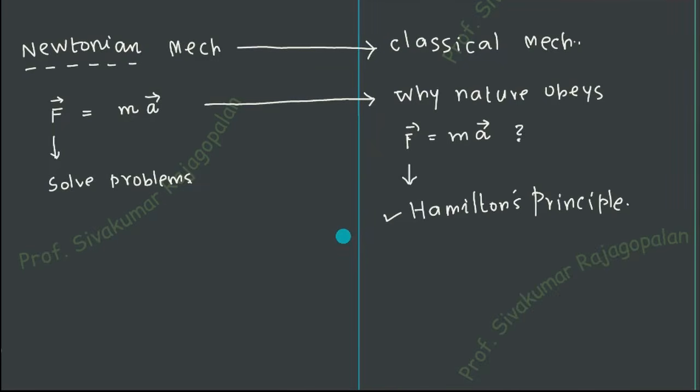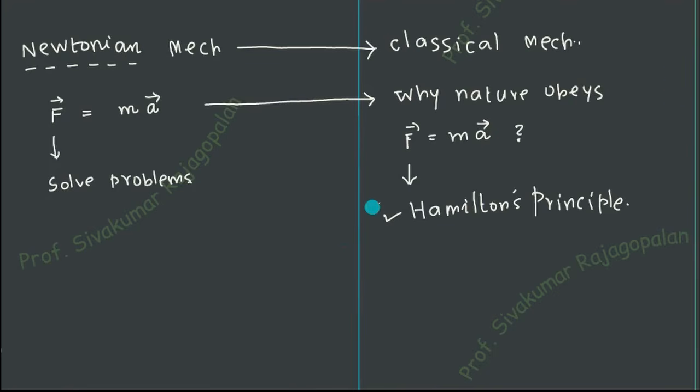And Hamilton says that, according to this principle, everything in nature obeys it. That is a statement. And that everything happens to be F equal to ma in the case of mechanics. So Hamilton's principle is a little wider. It has a wider applicability than mechanics.